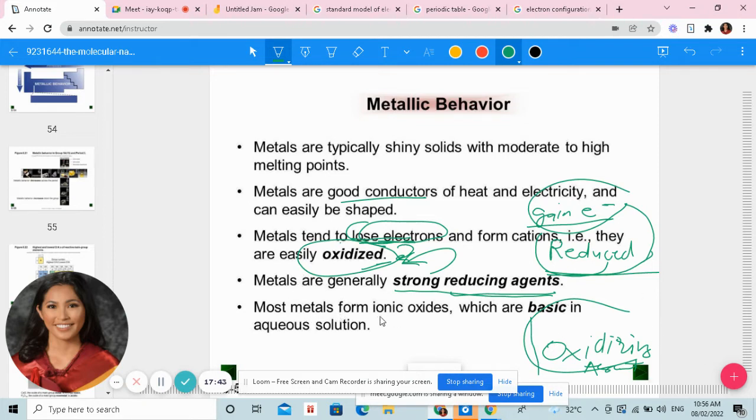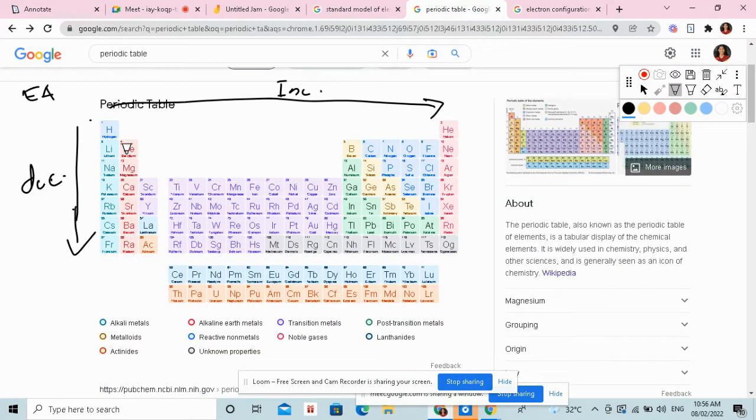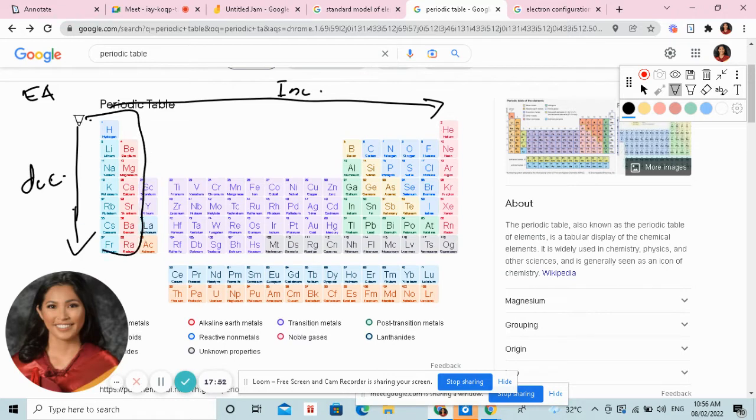Most metals form ionic oxides, which are basic in aqueous solutions. Now, if we have metals, for example calcium, which has a charge of 2 plus, then if we react that with oxygen, forming 2 minus, okay, cross multiply, so that is canceled. So we have calcium oxide. Is calcium oxide acidic or basic?